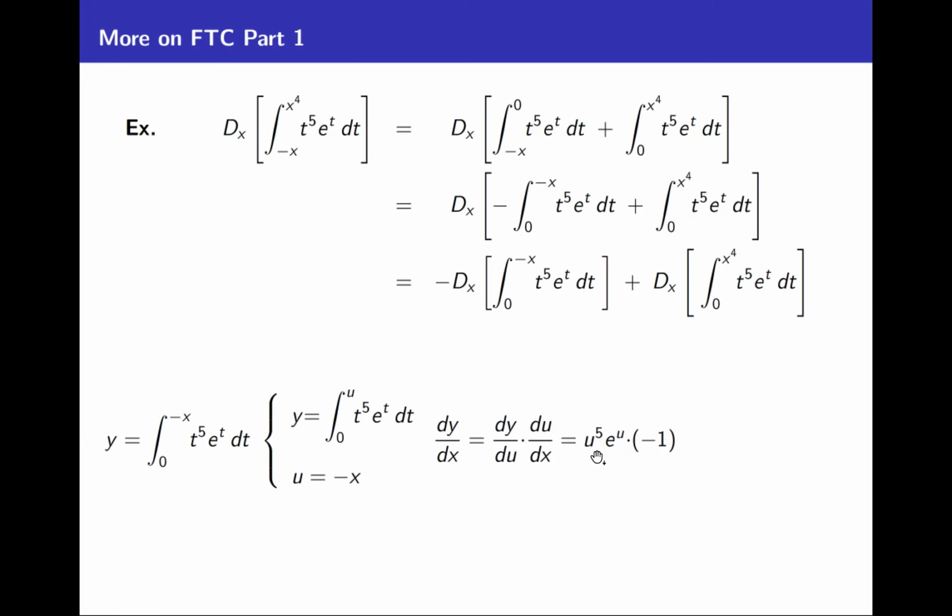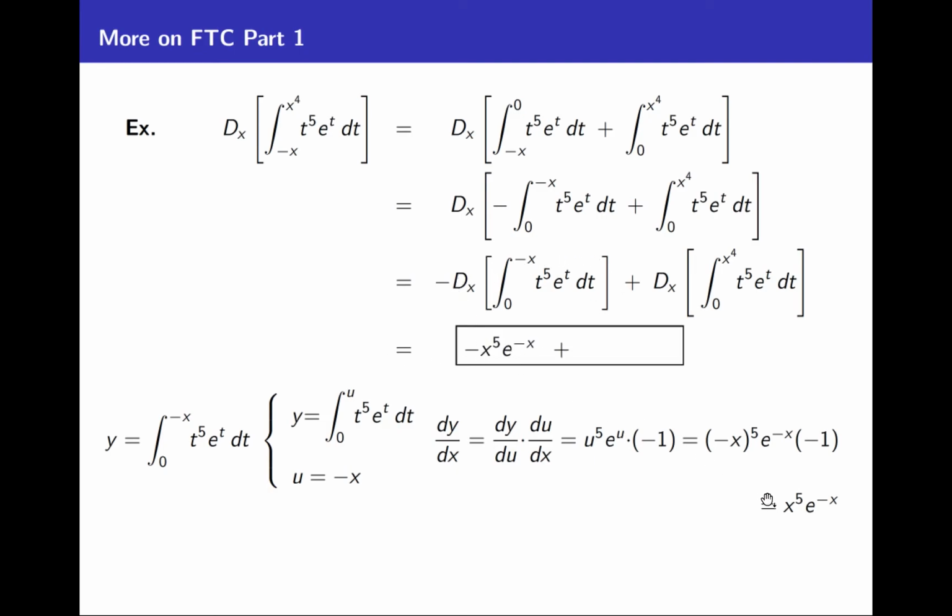So we're almost there. We need to plug in u equals minus x here and here. And we get minus x to the 5th, e to the minus x times minus 1. And this minus 1 times the minus x to the 5th, that's just x to the 5th, e to the minus x. So with the chain rule, we've just figured out what this derivative is. Let's write it down. Got that minus from here. And then this derivative is x to the 5th, e to the minus x.